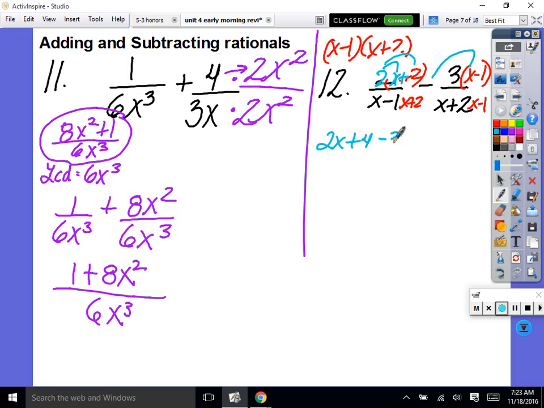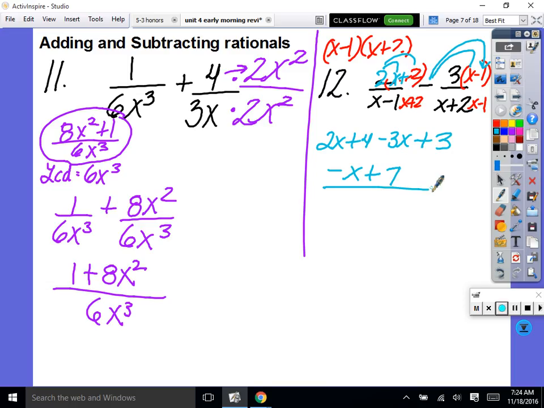Negative 3 times x is negative 3x, that's right. Here's where people miss it. Negative 3 times negative 1 is plus 3. Combine like terms, so don't even write the denominator until you've combined like terms. So that's negative x plus 4 plus 3, right? Are we all good? So plus 7.